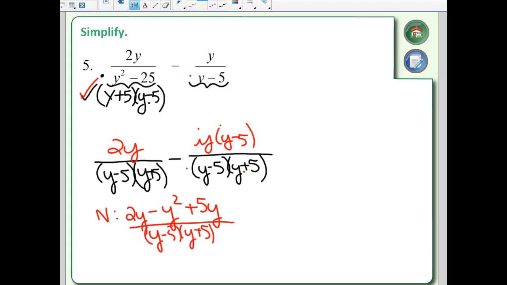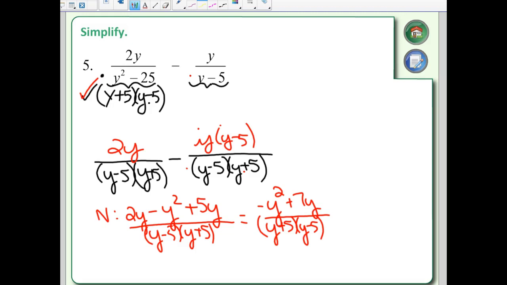Now that looks kind of weird to me, okay? And did you realize that we need to combine like terms? So we've got 2y plus 5y is going to be 7y. So we've got negative y squared, and then we've got plus 7y all over y plus 5, y minus 5.